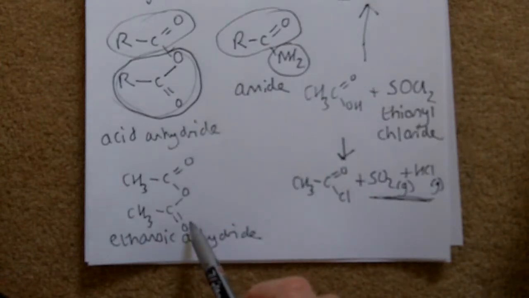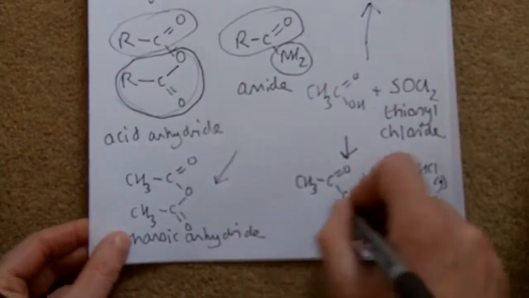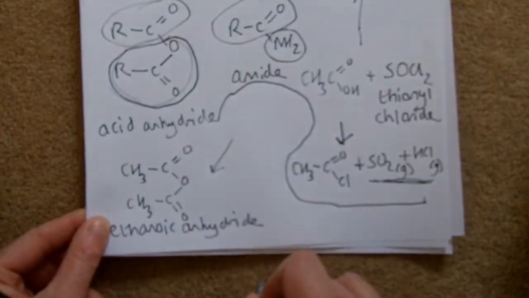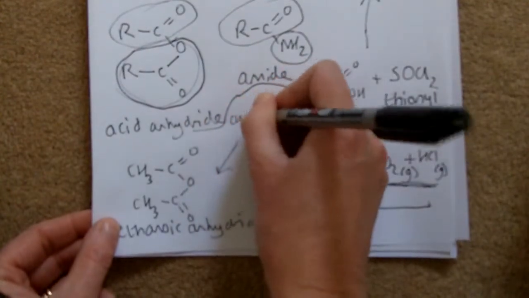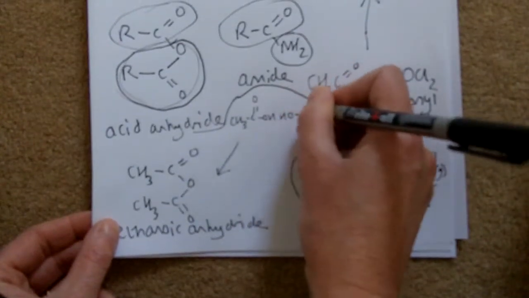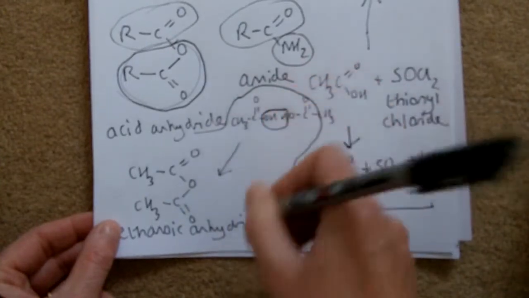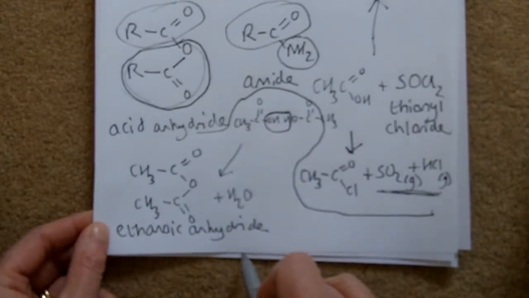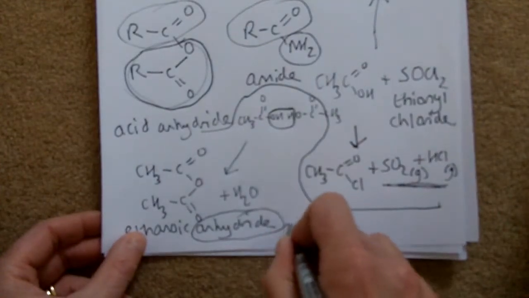Finally, how do you make an anhydride? An anhydride is simply made from 2 carboxylic acids. If you take 1 carboxylic acid and you take another carboxylic acid and you remove water, that's how you make an anhydride. And if you think about it, anhydrous means without water.